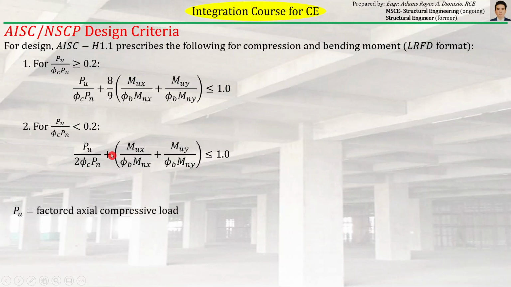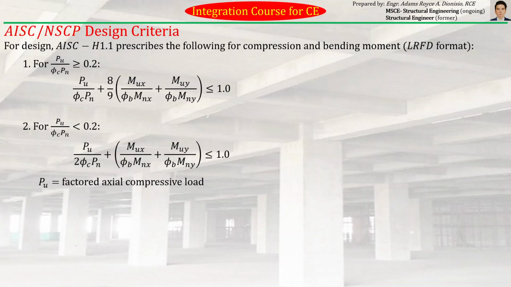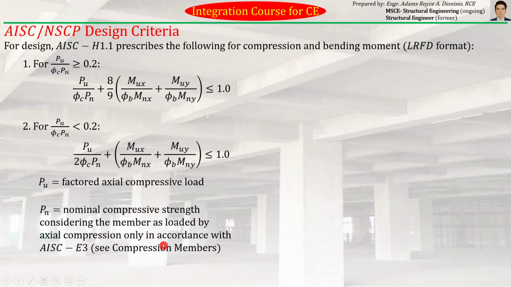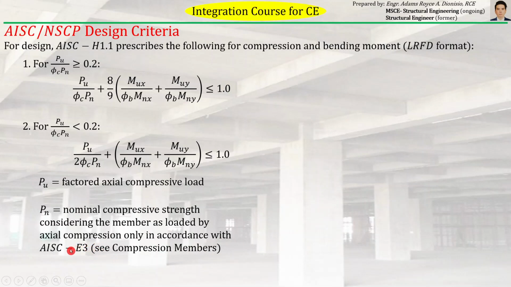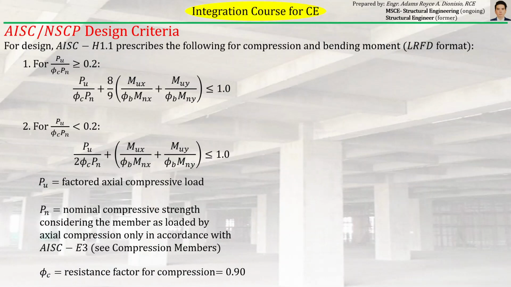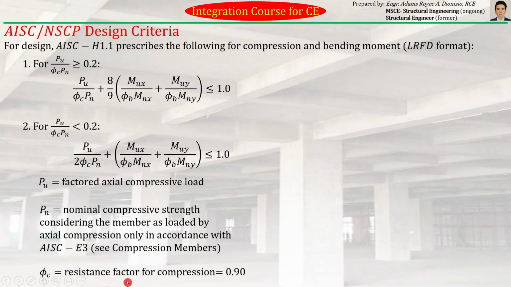Okay? So yung Pu dyan ay yung factored axial compressive load. And then yung Pn, yung nominal compressive strength considering the member as loaded by axial compression only in accordance with AISC E3, which is code provision related to compression members. And then yung φ natin, of course, resistance factor yan or yung reduction factor, but may subscript na c, so meaning that is for compression. And yung resistance factor for compression, if you will try to refer sa code, it is just equal to 0.9.